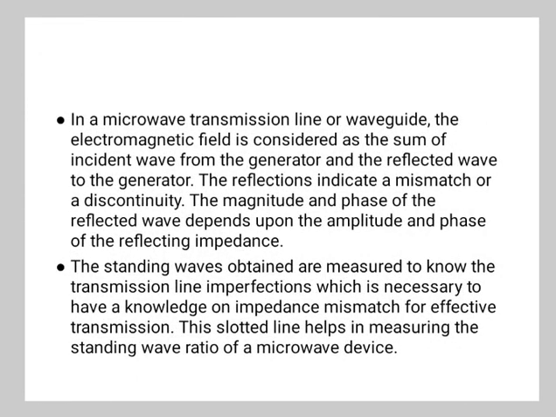In a microwave transmission line or waveguide, the electromagnetic field is considered as the sum of the incident wave from the generator and the reflected wave to the generator. The reflections indicate a mismatch or a discontinuity. The magnitude and phase of the reflected wave depend upon the amplitude and phase of the reflecting impedance. The standing waves obtained are measured to know the transmission line imperfections, which is necessary to have knowledge of the impedance mismatch for effective transmission. So the slotted line helps in measuring the standing wave ratio of a microwave device.